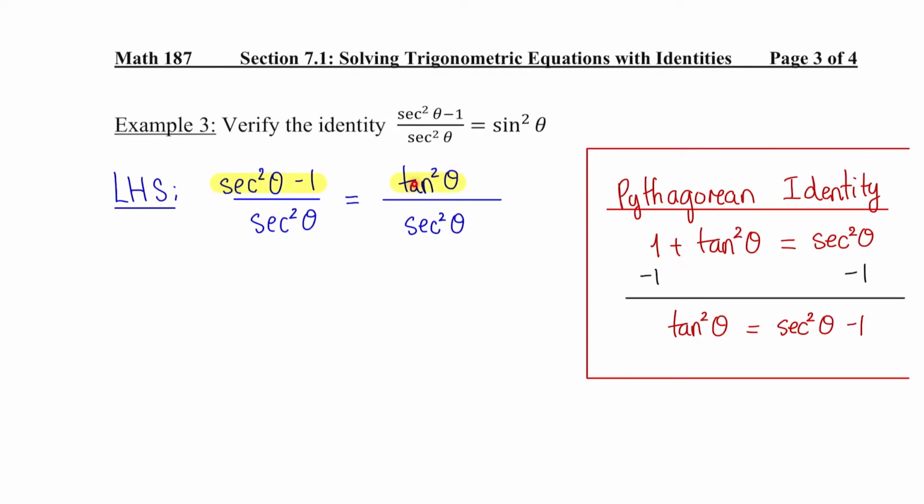From here, I will try to turn tangent squared theta into something with sine and cosine, and secant squared theta into something with sine and cosine. The reason why I'm doing this is because I want to have sine, right? I want it to look like the right-hand side, and the right-hand side is only having sine squared theta. So tangent is sine over cosine. Tangent squared theta is sine squared theta over cosine squared theta. Secant is 1 over cosine. So secant squared theta is 1 over cosine squared theta.